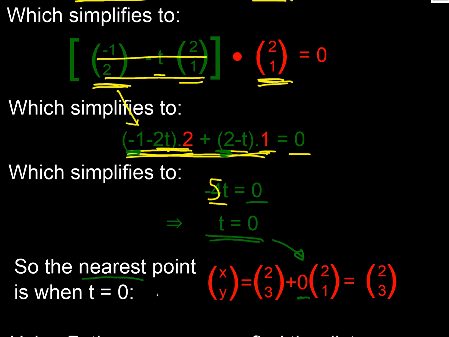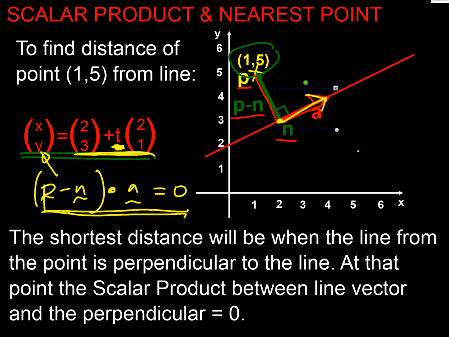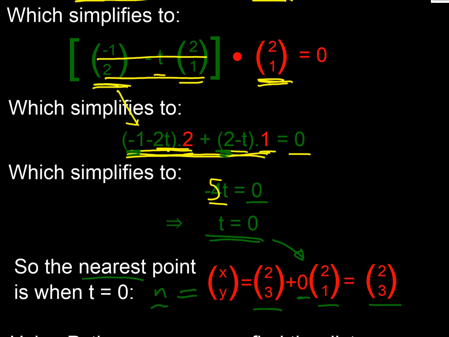That's what the n was, isn't it? It's our nearest point. So that's (2, 3) plus 0 lots of (2, 1), our line vector. So we're at (2, 3). That's what we would expect, isn't it? That's going back up here. That's our point there. That's our nearest point, at (2, 3).